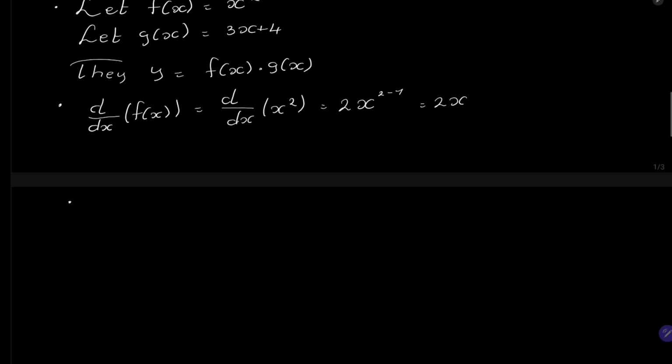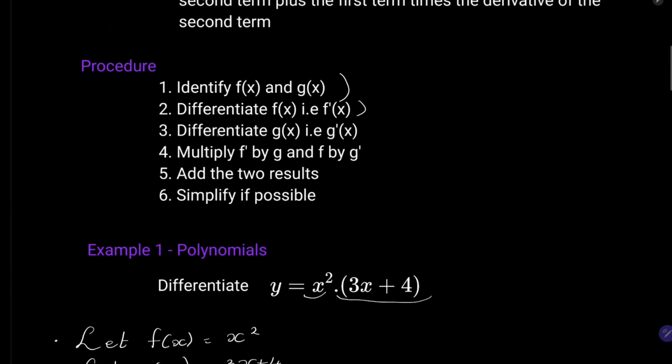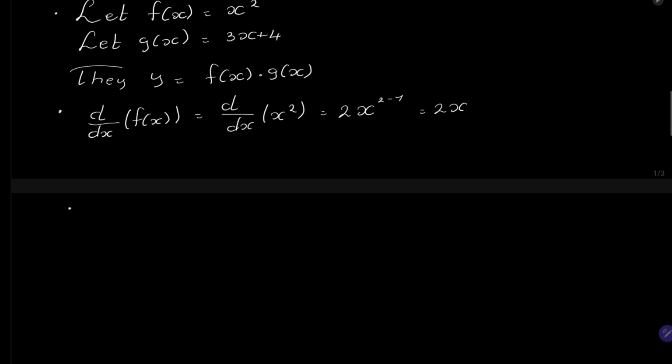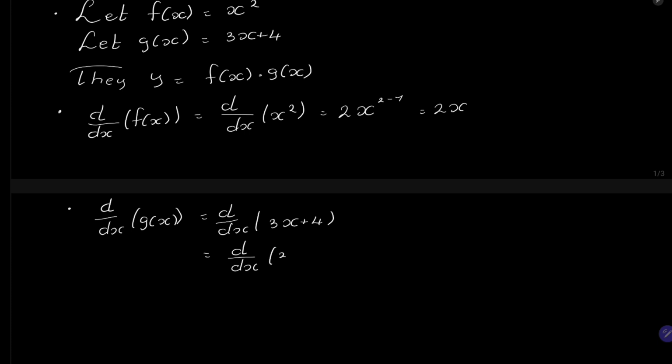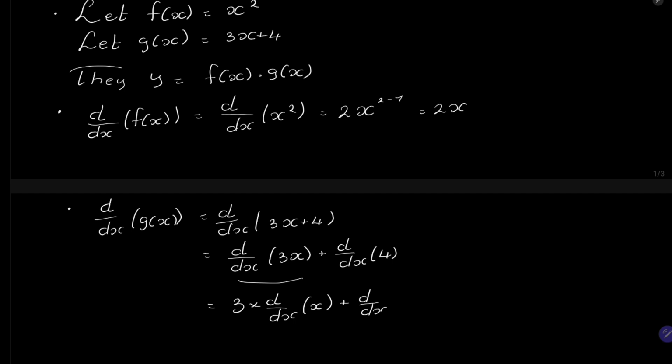Moving on to our third step, it tells us to differentiate g of x. The derivative with respect to x of g of x is equal to the derivative with respect to x of 3x plus 4. And what does this give us? Following our sum rule, it is the same thing as the derivative with respect to x of 3x plus the derivative with respect to x of 4. Now, on this first term, following our constant multiplier rule, this is the same thing as 3 times the derivative with respect to x of x, plus the derivative with respect to x of 4.